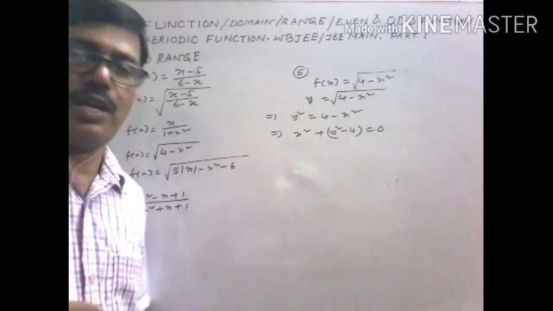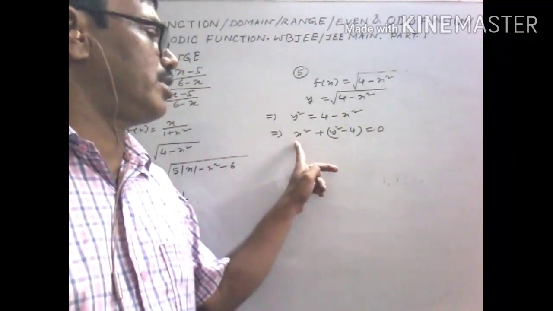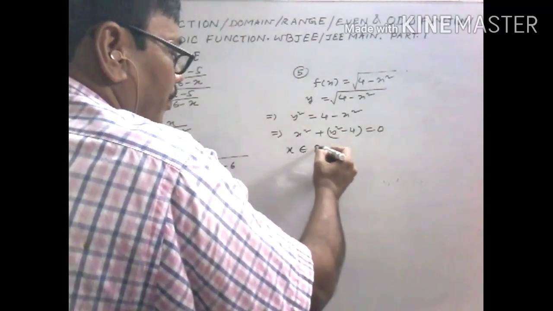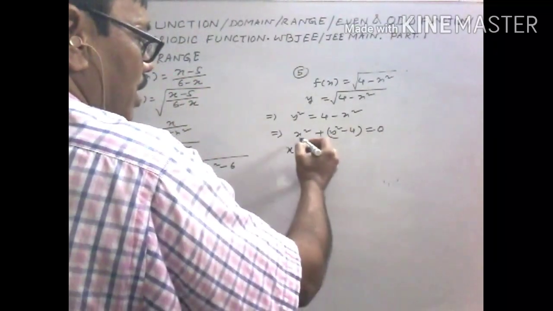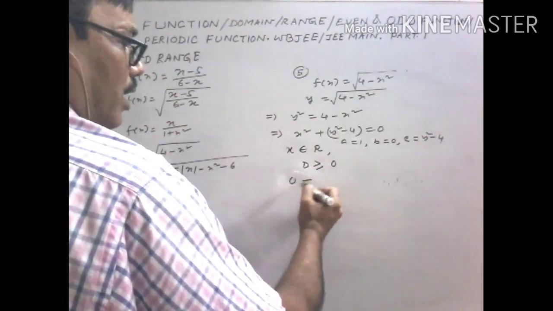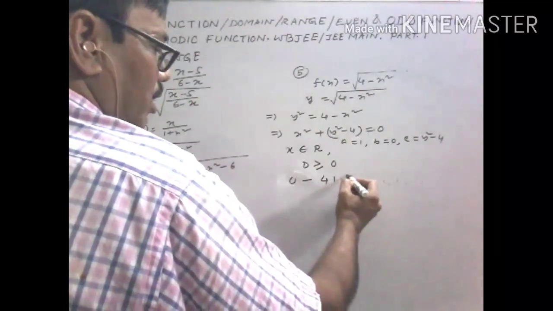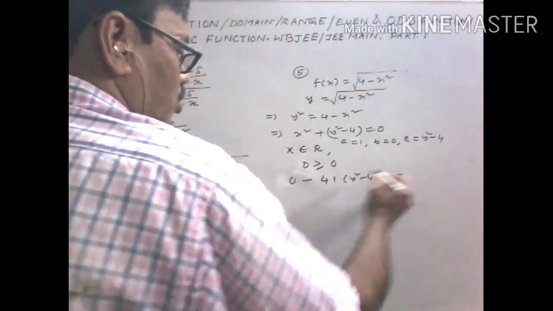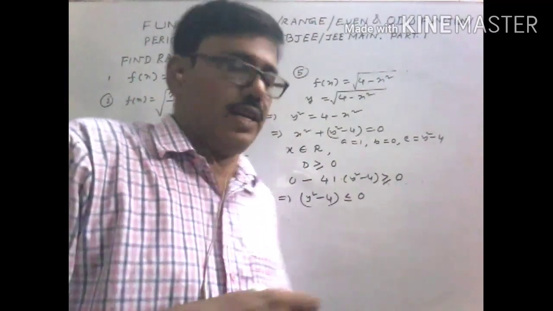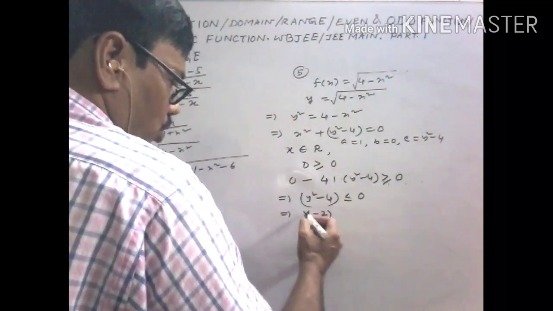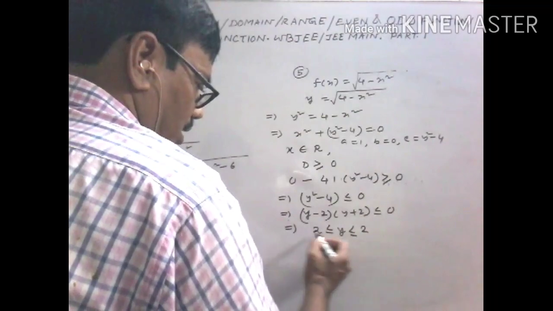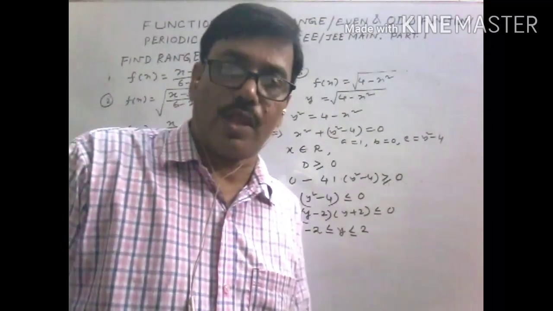The general method is, you form a quadratic equation, and since x is real, the discriminant is always greater than or equal to 0. So x belongs to R, so D is greater than or equal to 0. Here A is 1, B is 0, C is y square minus 4. So 0 minus 4 into 1 into (y square minus 4) is greater than or equal to 0. So y square minus 4 is less than or equal to 0, as we are multiplying by a negative sign. So (y minus 2)(y plus 2) is less than or equal to 0. The solution lies between minus 2 and plus 2.